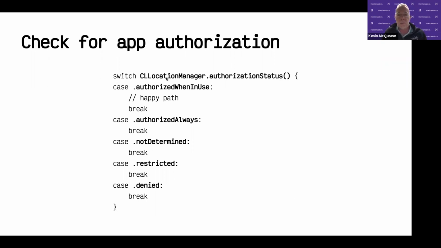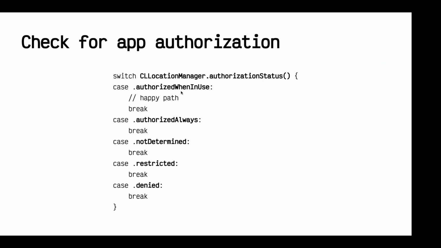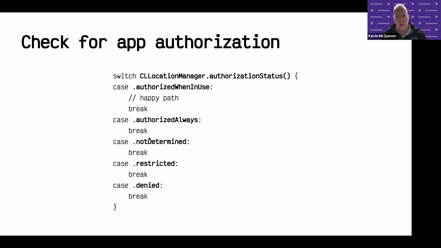So again, you have a switch off the CLLocationManager dot authorizationStatus. That's what you're going to call, and this is going to return one of these 5 cases: either authorizedWhenInUse, authorizedAlways, notDetermined, restricted, and denied. And these are where you're going to put different pieces of code depending on what has come back.